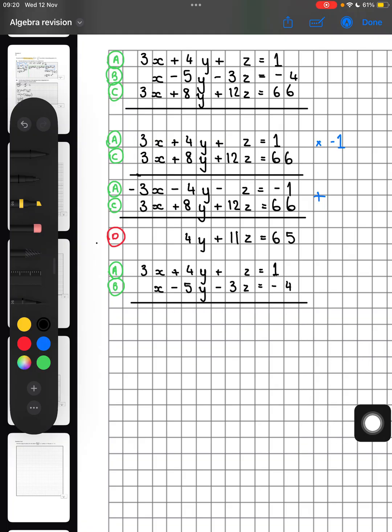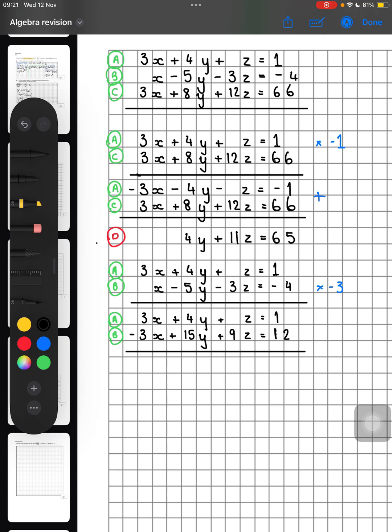How could we do it? Multiply across B by minus 3. So A is going to stay the same. B, we're going to be writing down an equivalent equation. So I can still call it B. So I'm going to have 3x plus 4y plus z equals 1 for A. And then for B, I'm going to have minus 3x plus 15y plus 9z is equal to plus 12.